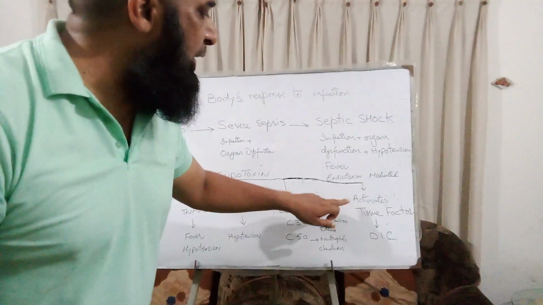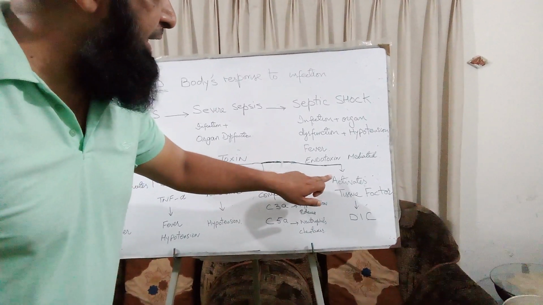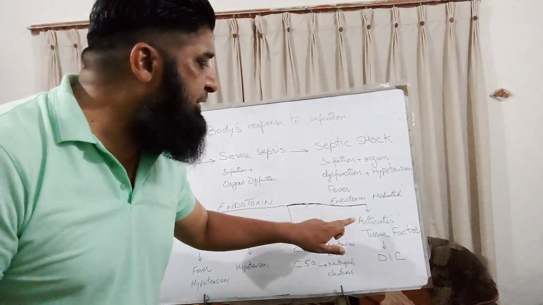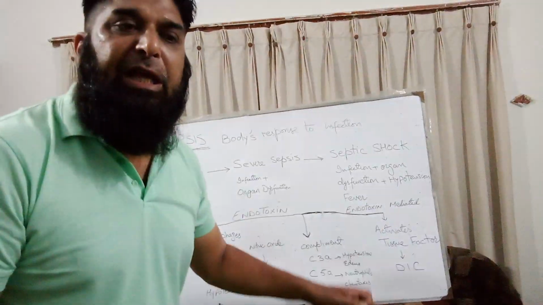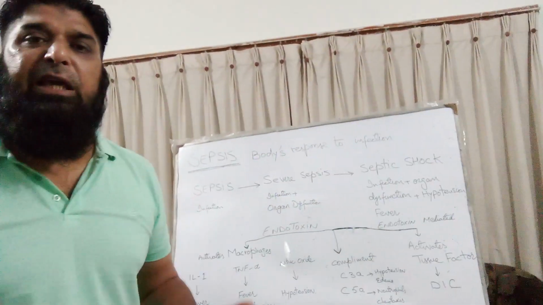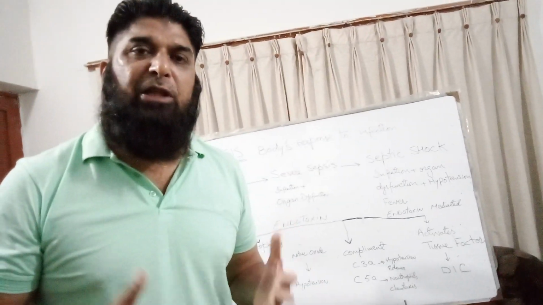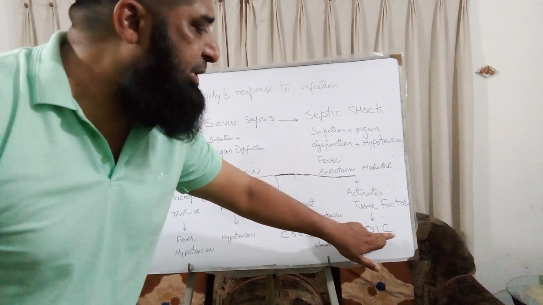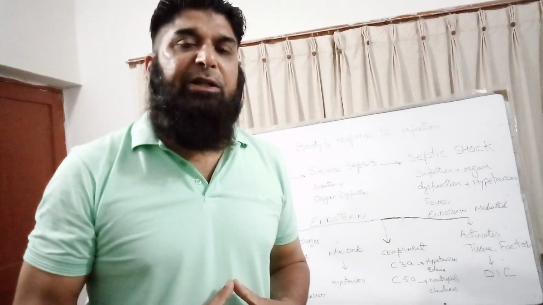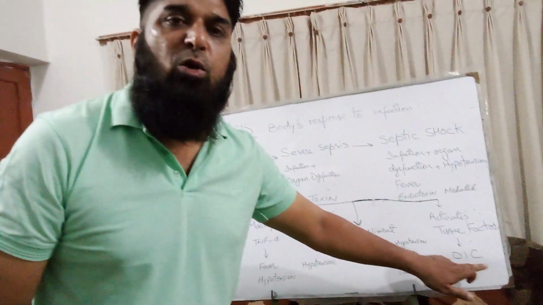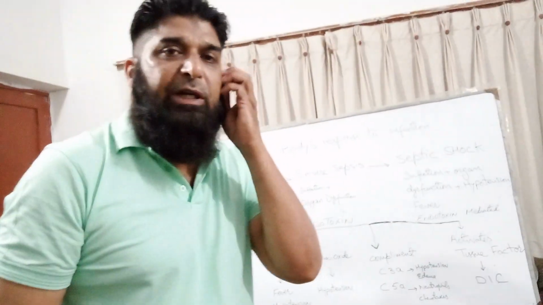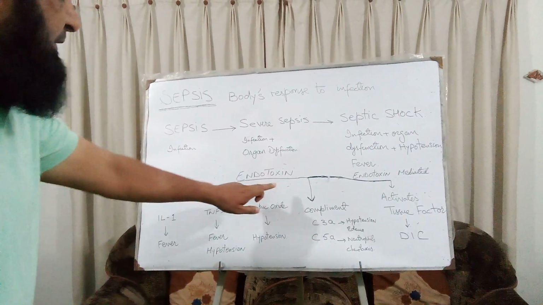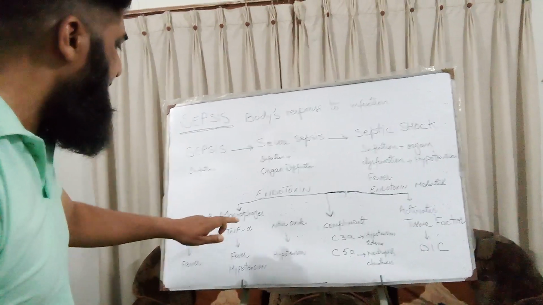Third mechanism of endotoxin is that it activates tissue factor, and this tissue factor leads to increased coagulation capacity in the blood, which is called DIC, disseminated intravascular coagulation. So students, we can brief the mechanism of endotoxin, that endotoxin activates macrophages.